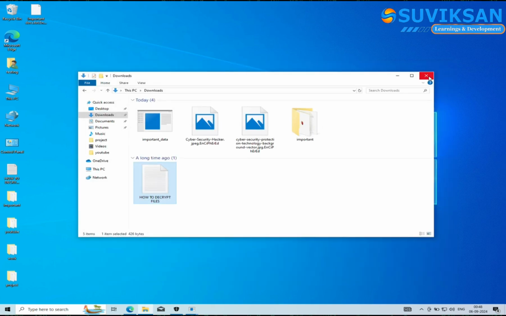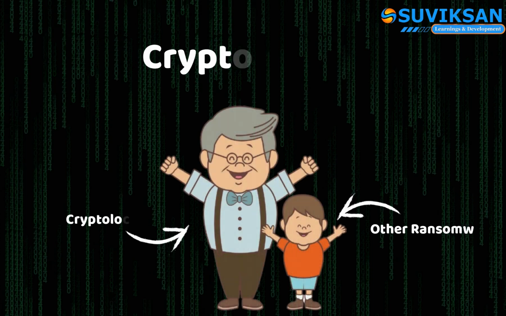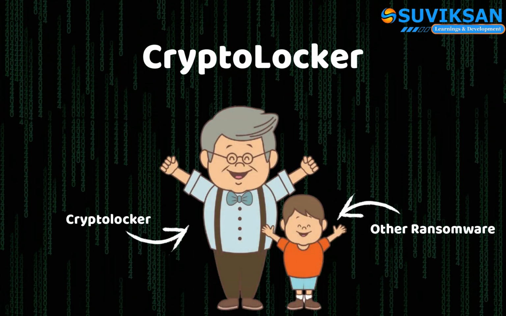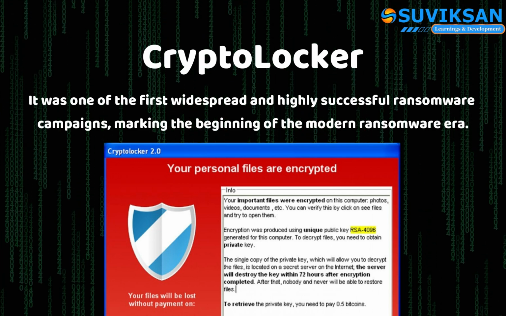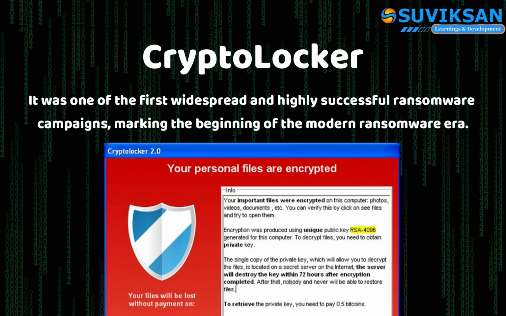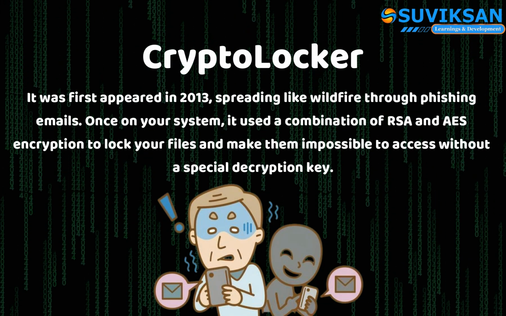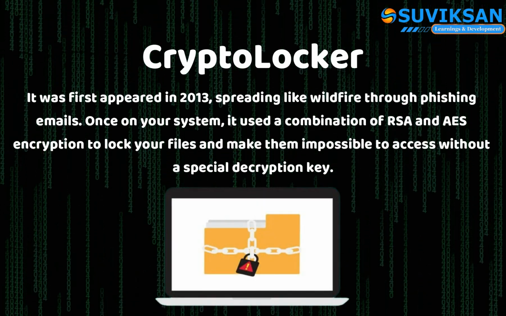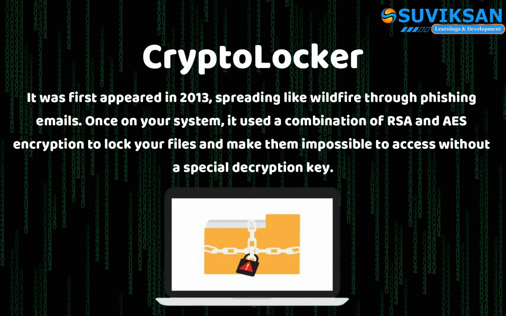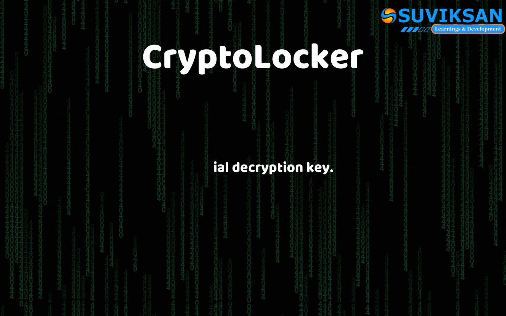The attacker lures you in with a seemingly harmless email, and once the file is executed, your system is compromised. Now let's start with CryptoLocker, the granddaddy of modern ransomware. It was one of the first widespread and highly successful ransomware campaigns, marking the beginning of the modern ransomware era. It first appeared in 2013, spreading like wildfire through phishing emails. Once on your system, it used a combination of RSA and AES encryption to lock your files and make them impossible to access without a special decryption key.